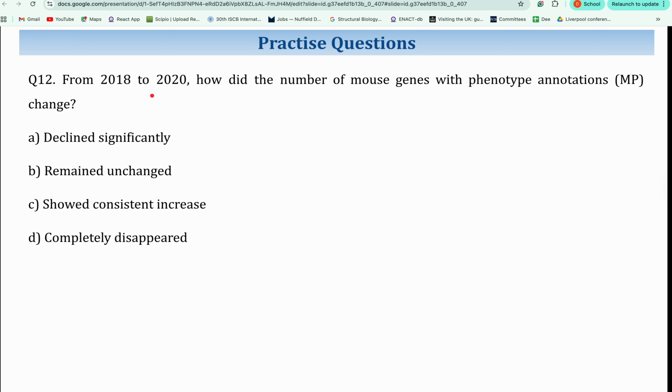From 2018 to 2020, how did the number of mouse genes with phenotype annotation (MP) change? Option A, declined significantly. Option B, remained unchanged. Option C, showed consistent increase. And option D, completely disappeared. So what do you think has happened with the mouse genes with phenotypic annotations?